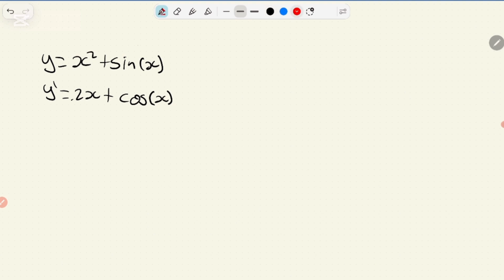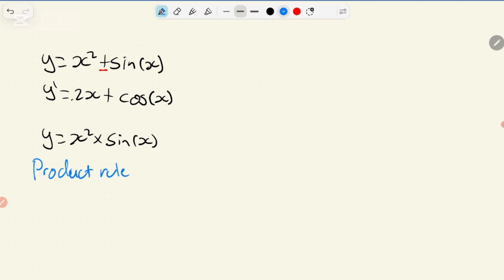But what if the addition was a multiplication sign? Let's write that out. So y equals x squared multiplied by sine of x. We no longer can use the addition rule, and that's where the product rule comes in.